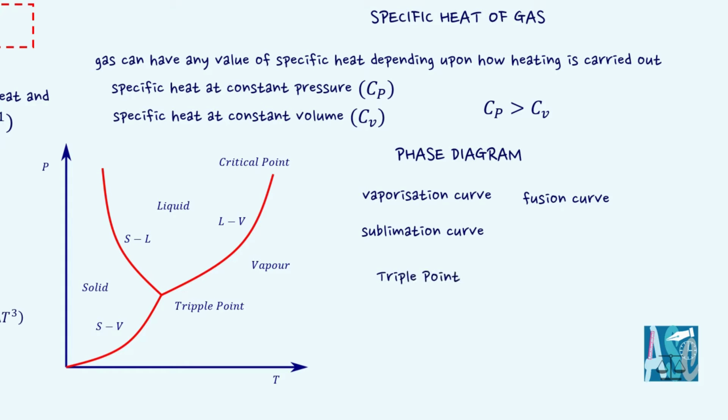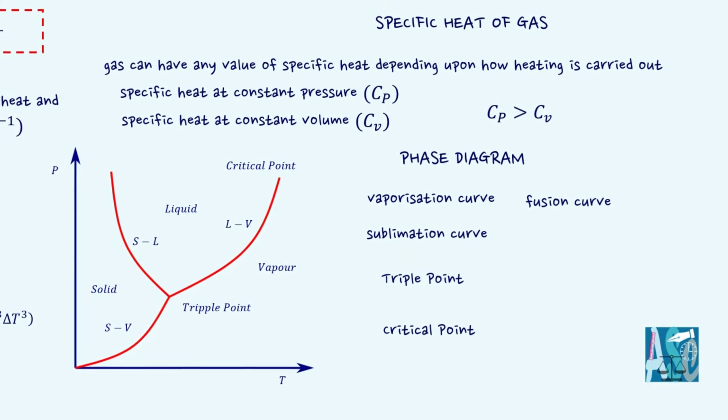The intersection of these three curves is the triple point. The triple point represents a unique temperature and pressure, and it is only at this point that the three phases can coexist together in equilibrium. For water, triple point occurs at 0.01 degree Celsius and 4.58 mm of mercury pressure. The temperature above which a gas cannot be liquefied no matter how great the pressure is, is called the critical temperature.